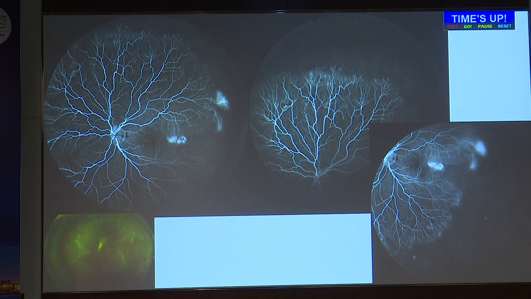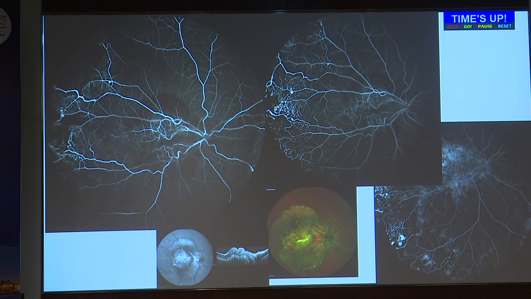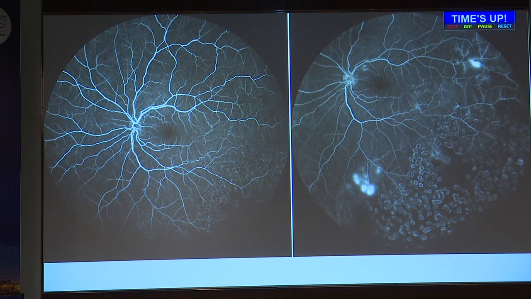And with the Spectralis, you are able to get excellent quality images. You just have to take steered photographs. In a single view, you will not be able to get it, but with steered views you can compensate for this and get equally good images as the Optos. So you can see this is a case of Coats disease. You can uncover all the angiomas and the non-perfusion areas in the periphery.